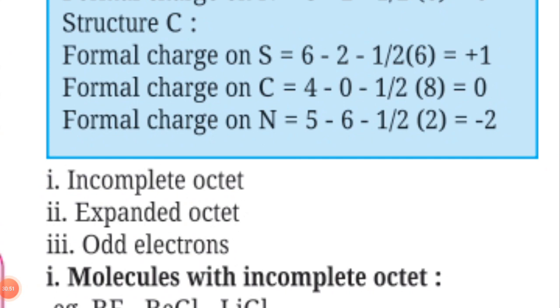Structure C. Formal charge on sulfur is equal to 6 minus 2 minus 1 by 2 multiplied by 6, is equal to plus 1. Formal charge on carbon is 4 minus 0 minus 1 by 2 multiplied by 8, is equal to 0. Formal charge on nitrogen is equal to 5 minus 6 minus 1 by 2 multiplied by 2, is equal to minus 2.